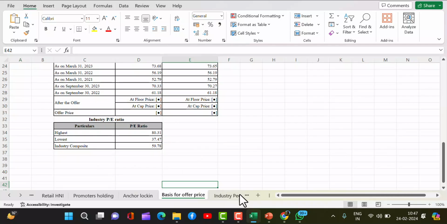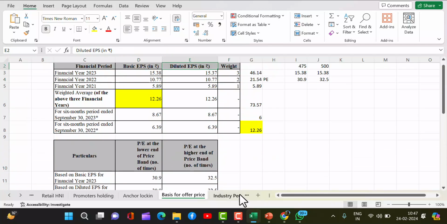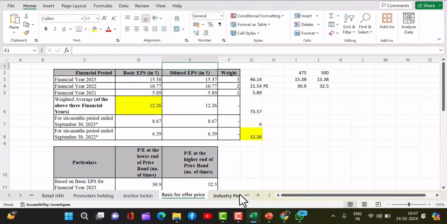Then basis for offer price. Some financial data of the company is given, which you can download. So what was the earning per share of the company? For 3 years, the EPS has been given. First year 5 rupees 89, then 10 rupees 77, then 15 rupees. So the EPS is growing. That's good. The company has been doing good business. And the diluted EPS is also given. You understand what diluted EPS is?